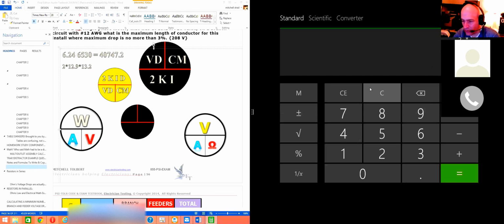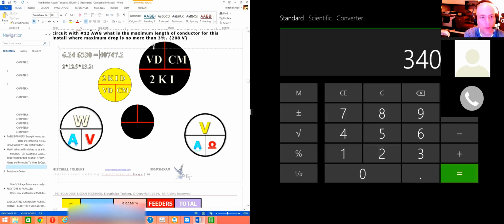But at any rate, 2 times 12.9 is 25.8, and then times 13.2, my bottom value is going to be 340.56. And so that's the bottom number that's going to be divided into this top number, and our math is almost done. That line down here means I'm going to take this bottom value, 340.56, and divide it into the top, 40,747.